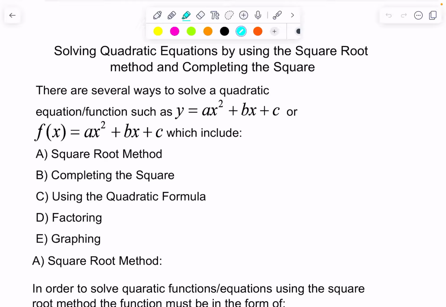There are several ways to solve a quadratic equation or function, such as y equals ax squared plus bx plus c, or in function notation, f of x equals ax squared plus bx plus c, which include the square root method, completing the square, using the quadratic formula, factoring, which we've already talked about, and you should know that's when you factor a trinomial or a binomial into two factors, and you set each of those factors equal to 0, and you solve for the variable. That's called the zero product property. And last but not least, by graphing.